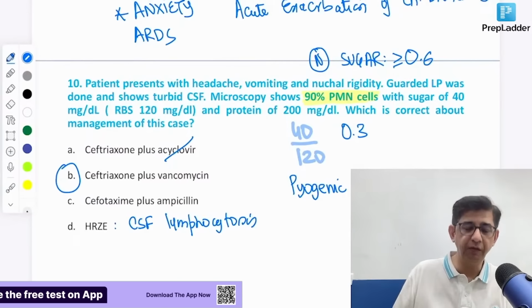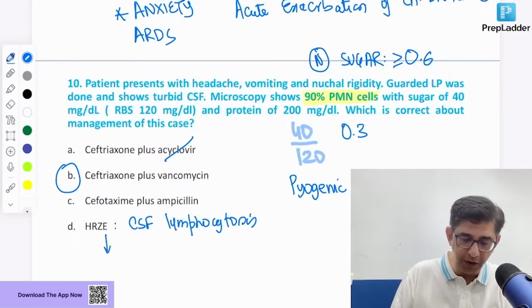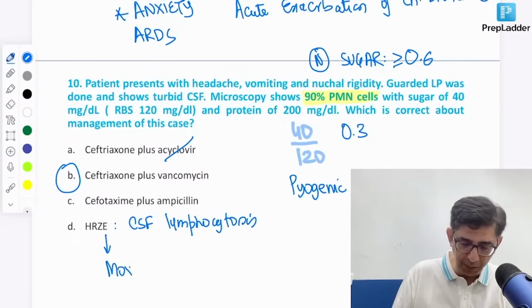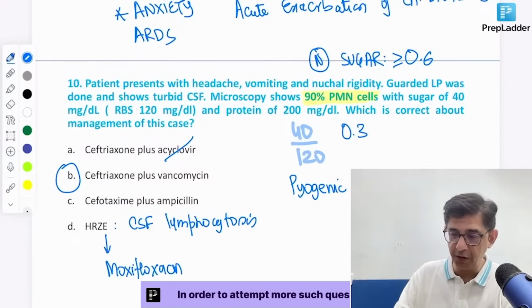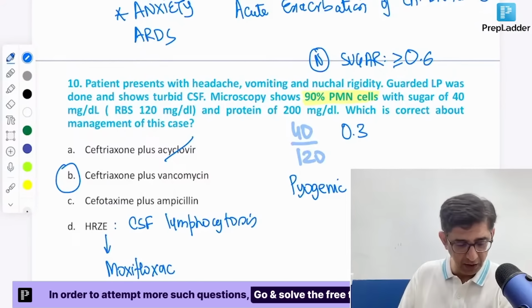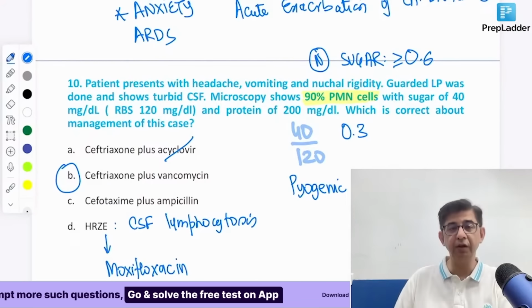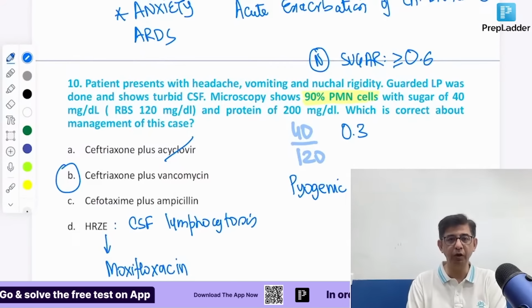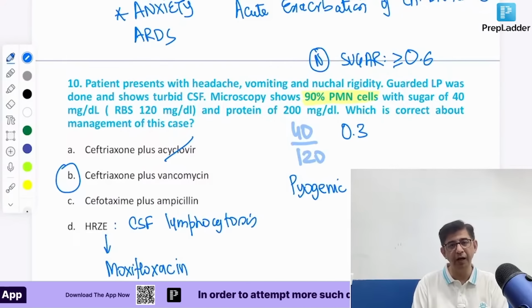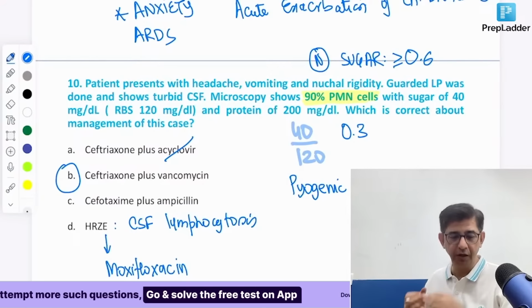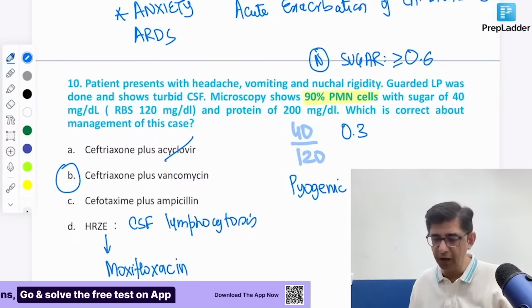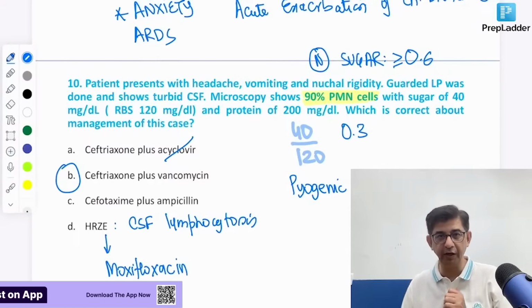I think all of you are aware that ethambutol is gradually being replaced. The new medicine that can be used in place of ethambutol is moxifloxacin. That's just an update that you should be aware of. It is in the Center for Disease Control Atlanta guidelines that the new antibiotic being used in place of ethambutol nowadays is moxifloxacin. And CSF lymphocytosis is like the keyword in a question. Cobweb coagulum, low sugar, elevated proteins are classical.